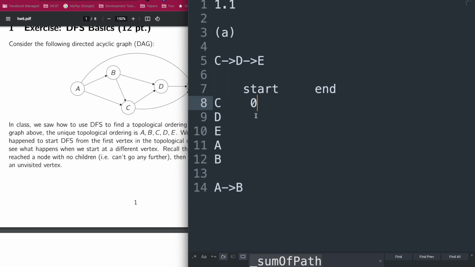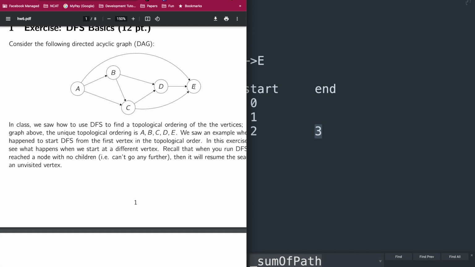When we go to D, we start D at start time 1, right? So it was the next thing we visited. Then we went to E, which was the next thing we visited, so its start time is now 2. And then we finished E, so its end time is now 3, right? So you entered it at 2, and then immediately in the next step, you finished it. There was nowhere else to go, so you were done.